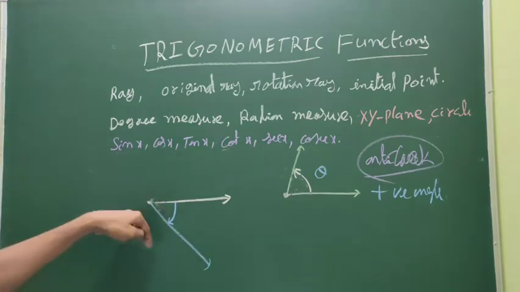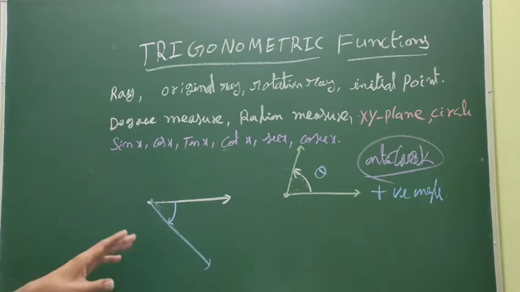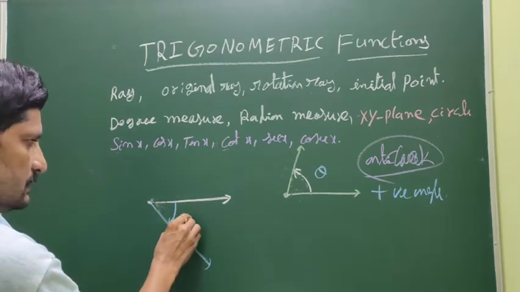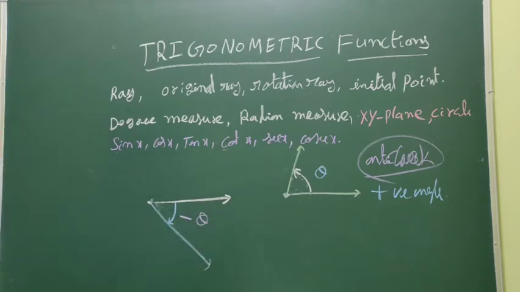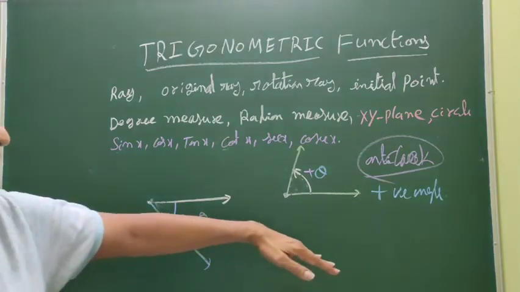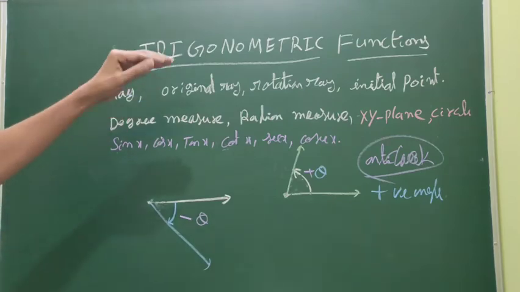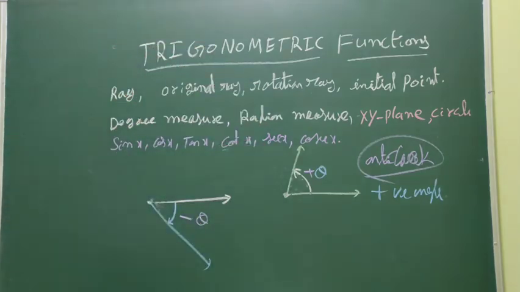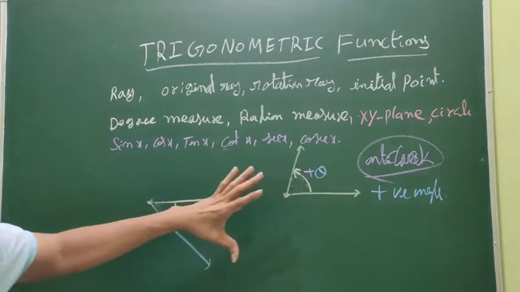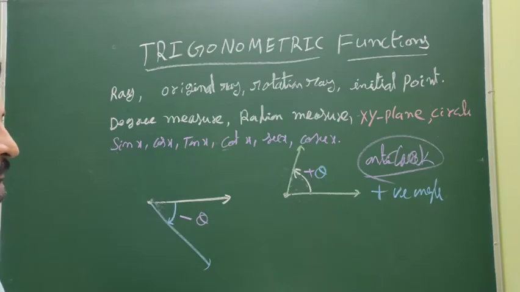Now this is the clockwise direction. Taking the clockwise direction, it is a negative angle. Here also it is theta, but this one is positive and this one is negative. Anti-clockwise is positive, clockwise, the reverse, is negative. Now how to measure the angle theta?